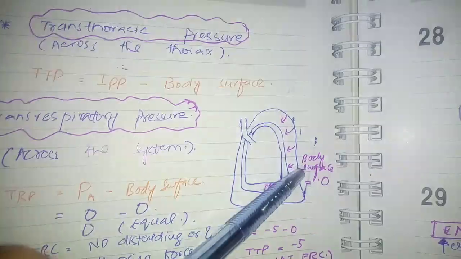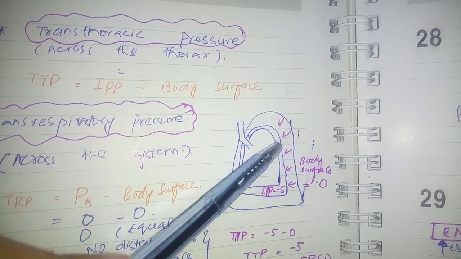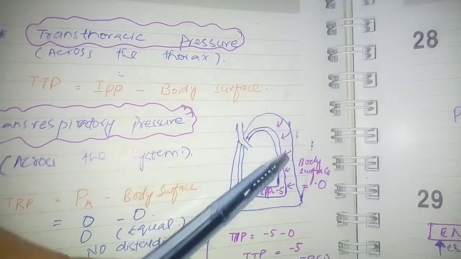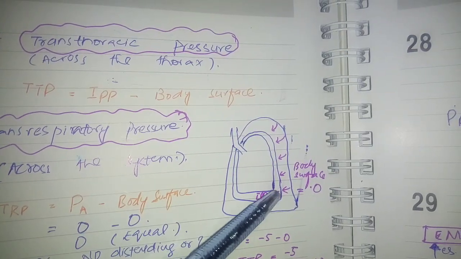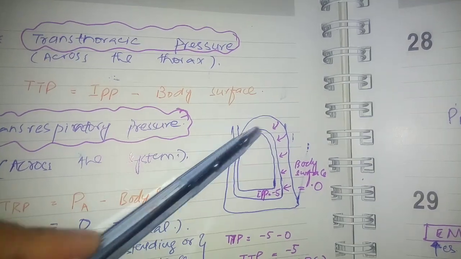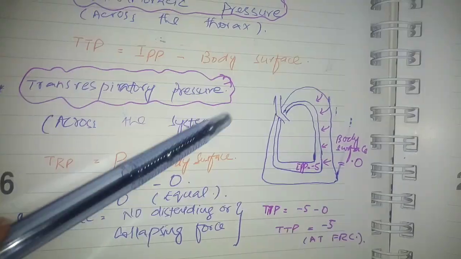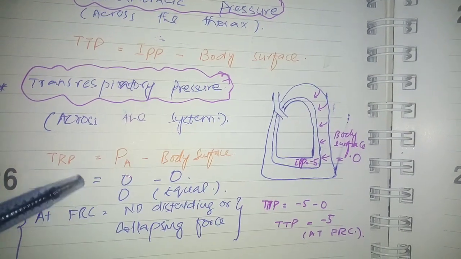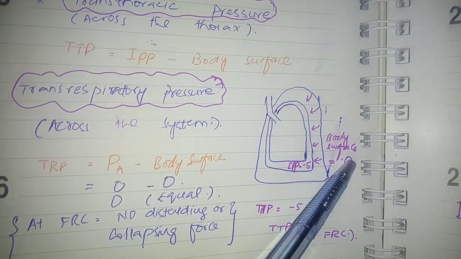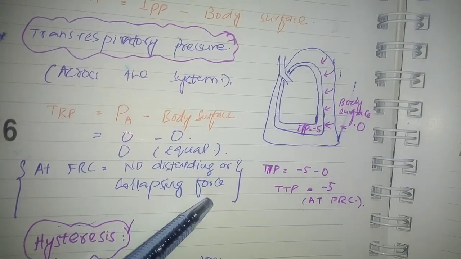That means the chest is trying to exert pressure on the inside, and the lungs at FRC are trying to exert pressure on the outside, and the intrapleural pressure is negative, and that's why the lung is at the state where it cannot be collapsed or overexpanded. Now the third one is the transrespiratory pressure, across the system. Alveolar pressure is 0, and the body surface is of course 0, so that means equal. At FRC, no distending or collapsing force.